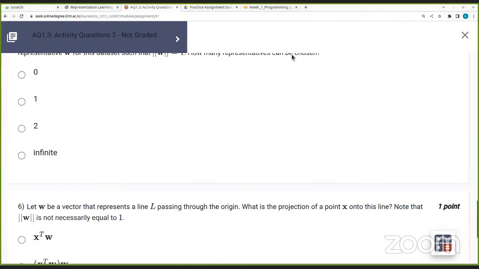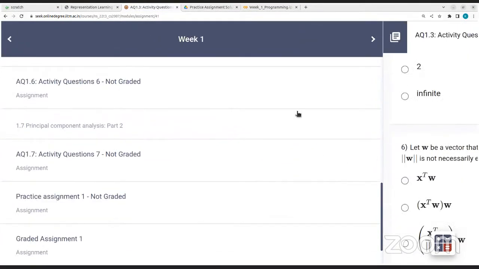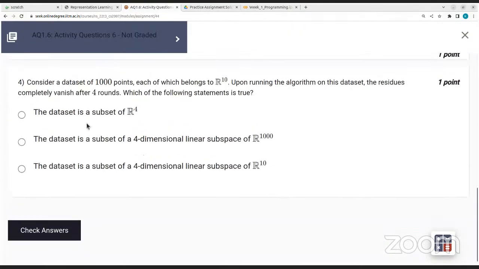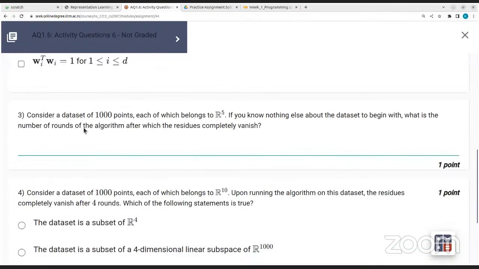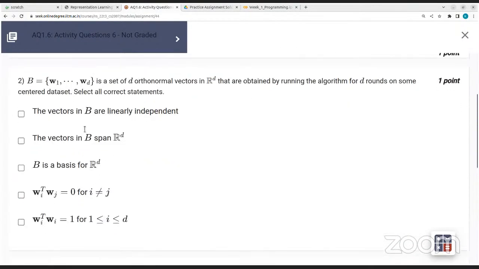Okay, so any other questions in activity or practice that we need to discuss? Activity 1.6, question number 2. Okay. 1.6, question number 2. Oh, question 2. Okay. And point number 5, sir. Oh, here, 5. 1, 2, 3, 4, 5. Okay.